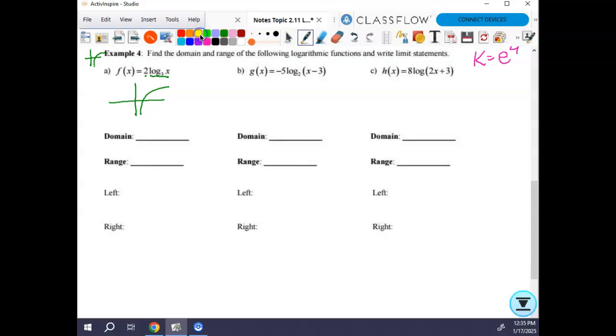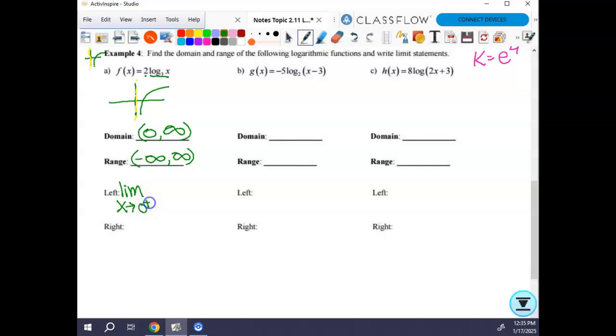And here is my asymptote. My asymptote didn't move anywhere. So where does my domain start? 0. Do I include it? No. And I'm going to infinity. My range, negative infinity to infinity. Then by now, these limit statements should be a piece of cake. Limit as x approaches what?